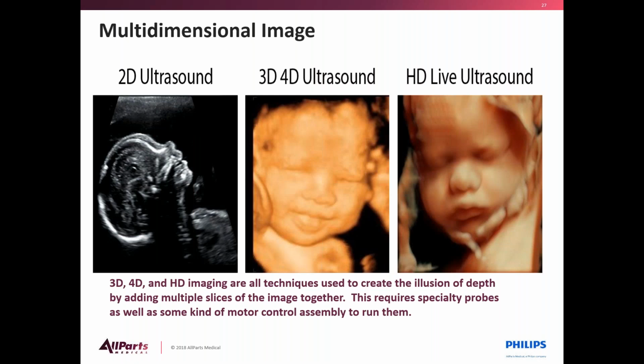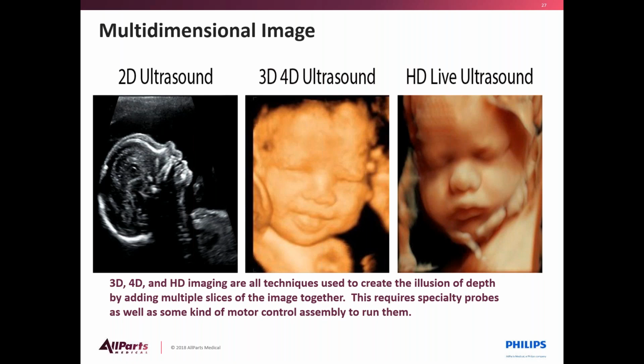The last kind of imaging we're going to talk about would be what I call multidimensional imaging. This picture shows you the difference between 2D ultrasound, which is B mode ultrasound, and 3D 4D, as well as what's called HD live ultrasound, which is, in my mind, a souped up version of 3D 4D ultrasound. 3D 4D and HD imaging are all techniques used to create the illusion of depth by adding multiple slices of the image together. This requires some kind of specialty probe as well as some kind of motor control assembly to run them. And we're not going to get too deep into this.